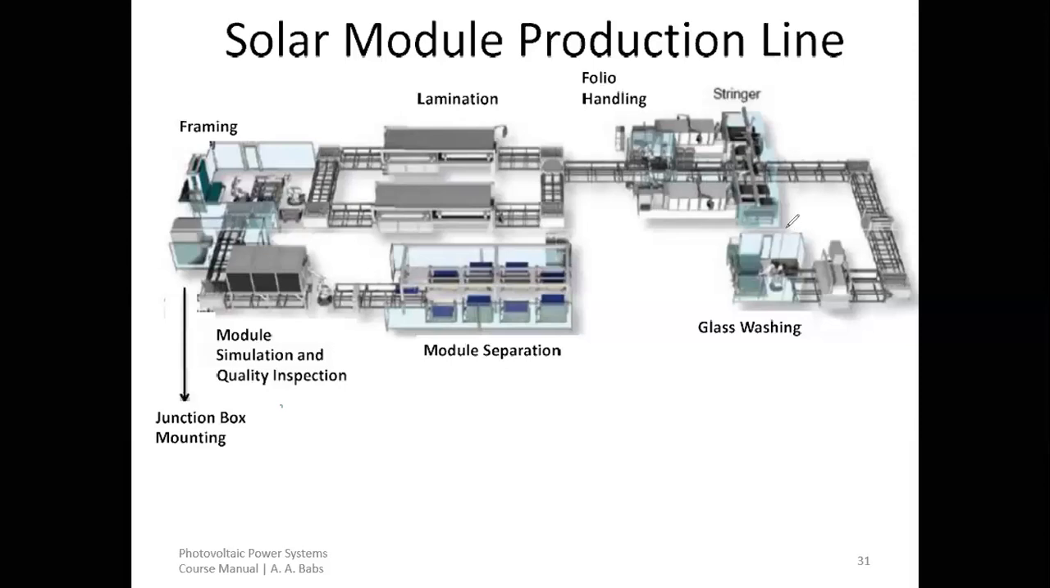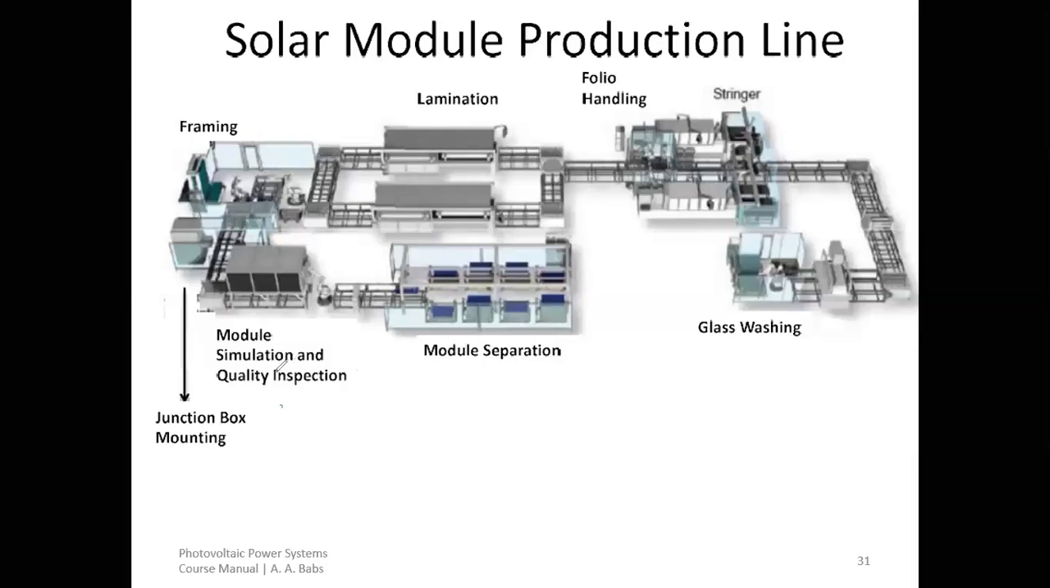They first of all wash the glass. From washing of the glass, they string the glasses together. From there, we have what we refer to as the folio handling, and then the lamination. They laminate the module to cover the glass for protection purposes, to ensure that the module is protected. Then we have the framing. Each of the modules has framing by the sides. They frame the modules.